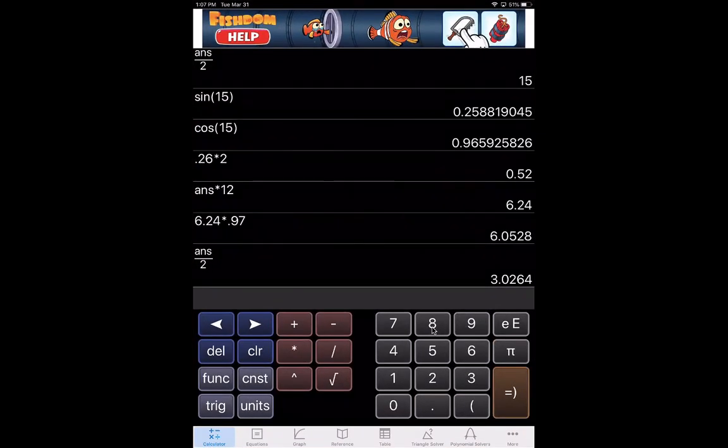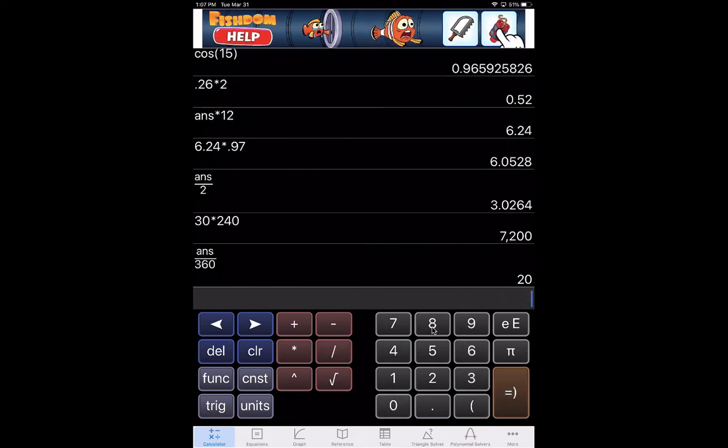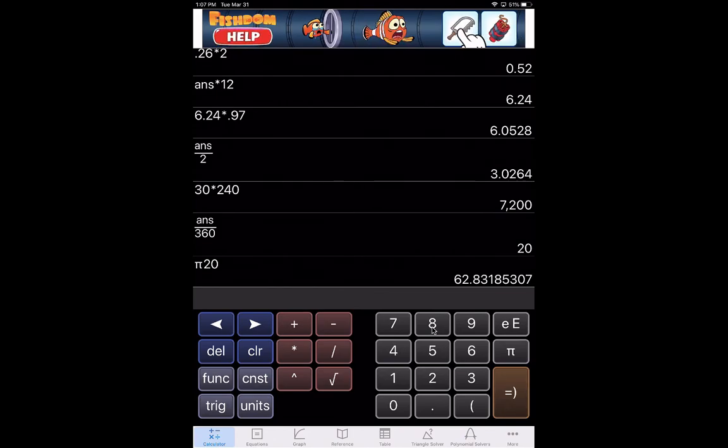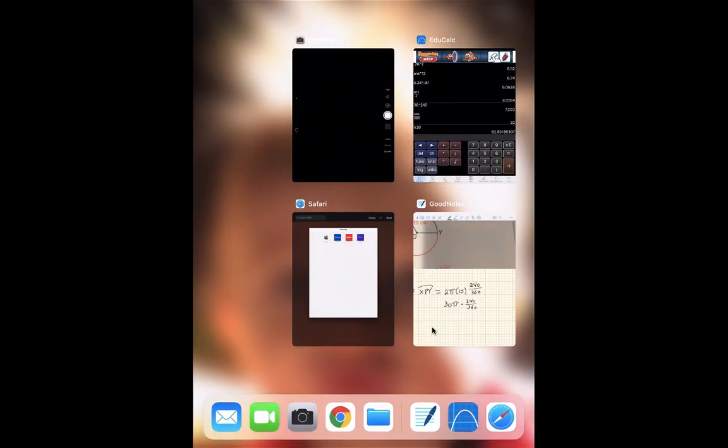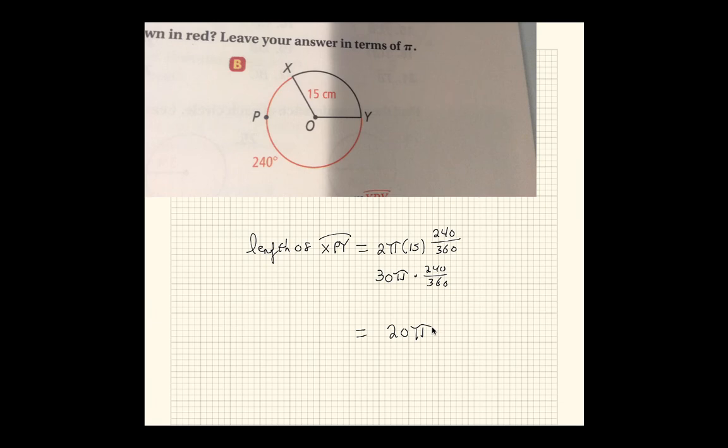And I suggest just going to the calculator for that. So 30 times 240 divided by 360. That gives me 20. Now, typically when you're doing this, you would plug in 20 pi and you get your answer. But when it says leave in terms of pi, we can just leave this as 20 pi. And that's fine. 20 pi centimeters. But know how to do both.